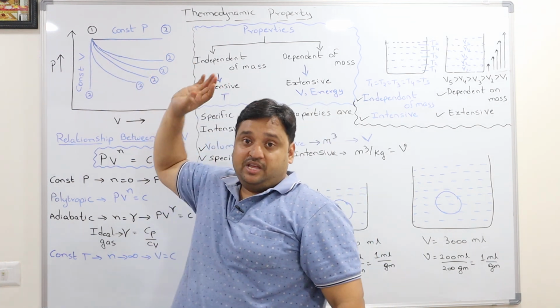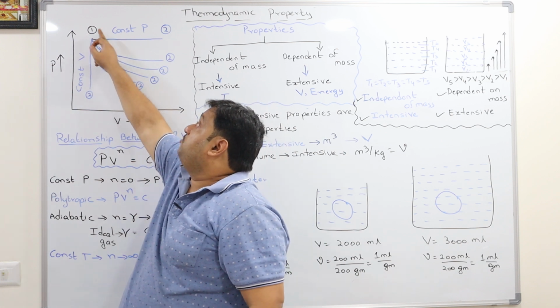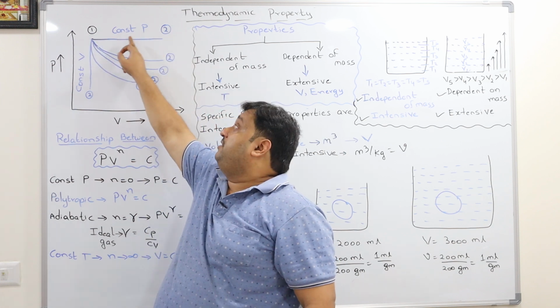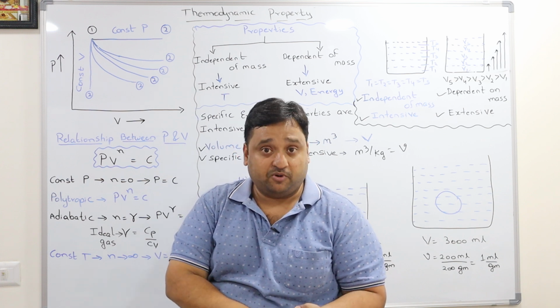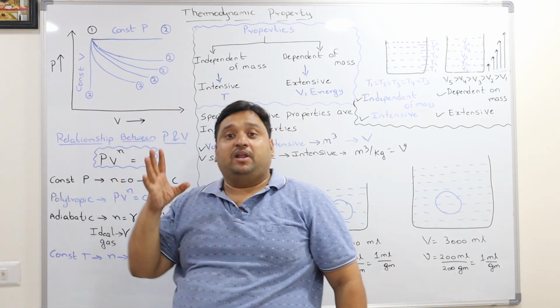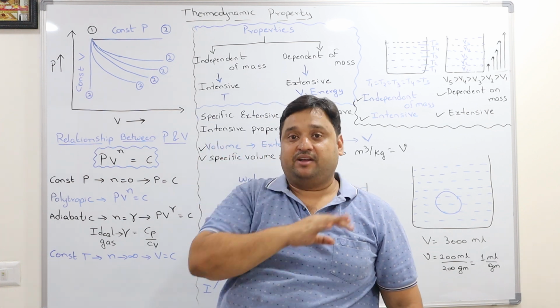So for any process that happens from state 1 to state 2, if you identify what process it is, whether it is a constant volume process or a constant pressure process, there are specific formulas to find out heat and work.